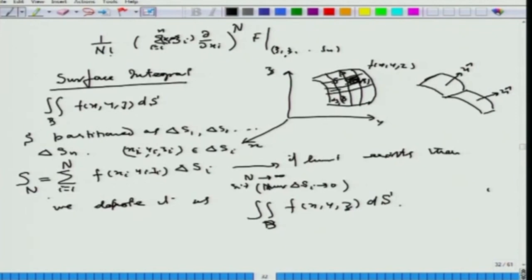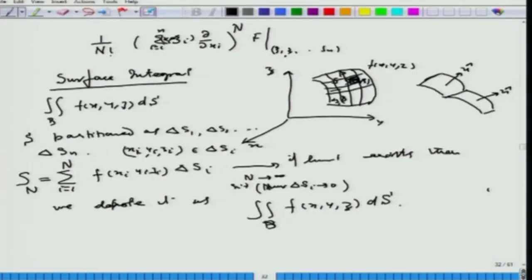Then the integral is defined as the limit of this sum, summation i equal to 1 to n, where n is the number of element surface areas partitioning the whole surface, of f of (x_i, y_i, z_i), where (x_i, y_i, z_i) is the point in that element area delta S i, times the area of that element, that is delta S i. And if this limit exists, we define it as the integral, double integral over B f(x,y,z) dS. Here this integral will not depend on the way we partition it. For any partition, when we pass to the limit, it should give the same value.